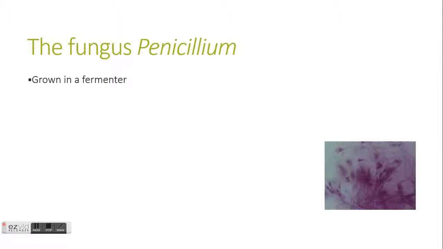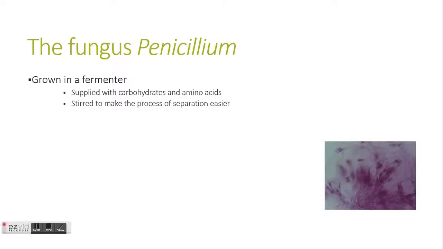The fungus Penicillium is used in the process of producing the antibiotic penicillin. Similarly to microorganisms used for growing the enzymes, it is grown in a fermenter or container where it is supplied with carbohydrates and amino acids. They are then stirred with the penicillin that they release so that the fungi may be rolled up into pellets for it to be easier to separate from the penicillin later.